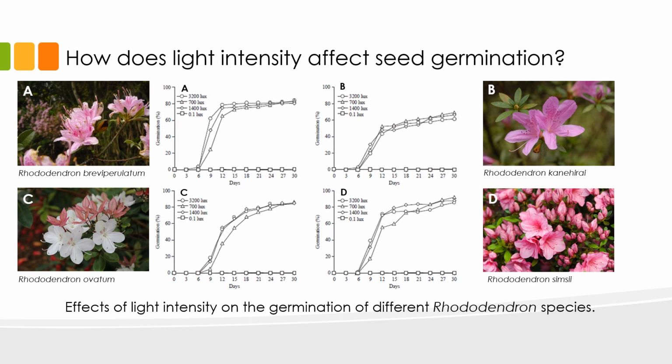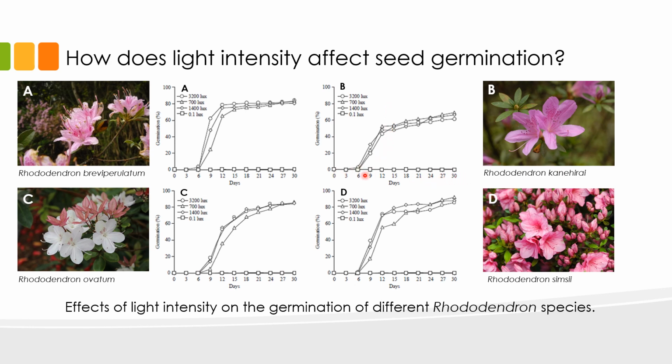This slide illustrates the effects of light intensity on the germination of 4 different rhododendron species. Again, we have rhododendron breviperulatum, rhododendron ovatum, rhododendron kanehirae, and rhododendron simsii. The graphs show the germination rate of each rhododendron species after exposure to variable intensity of light, specifically to 0, 100, 1400, 700, and 3200 lux of light. Lux is a unit of light intensity or illuminance. So again, germination was measured within a period of 30 days.